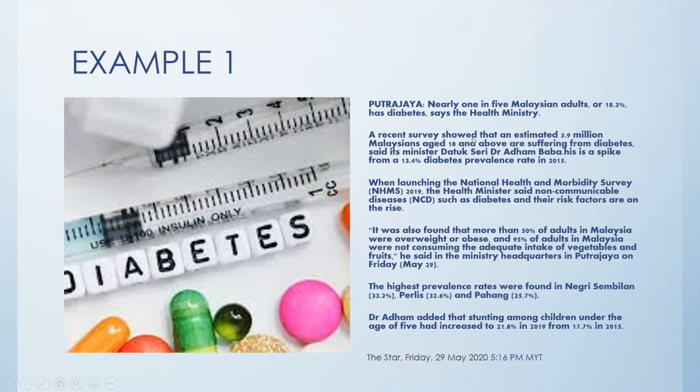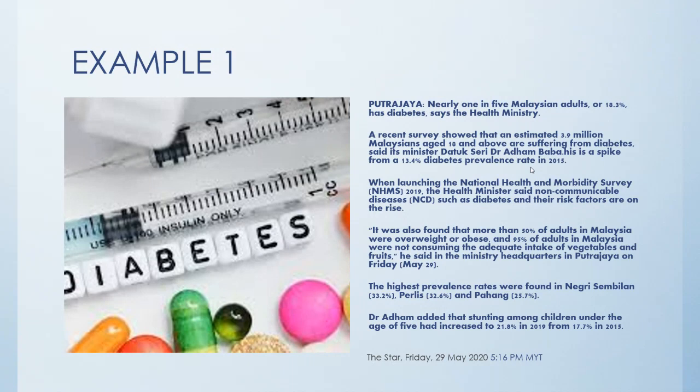Okay, a recent survey showed that an estimated 3.9 million Malaysians aged 18 and above are suffering from diabetes, and then spiked from 13.4% diabetes prevalence rate in 2015. Okay, 2015 13.4. So sekarang dah naik jadi 18.3%. Okay, so makin lama makin meningkatlah bilangan yang ada diabetes. So this has become a problem now. Kebanyakan yang ada masalah diabetes. Okay, so this can be your broad problem area.